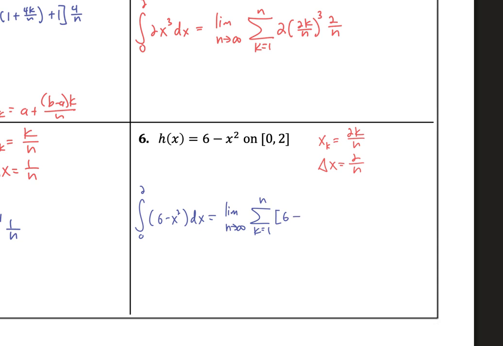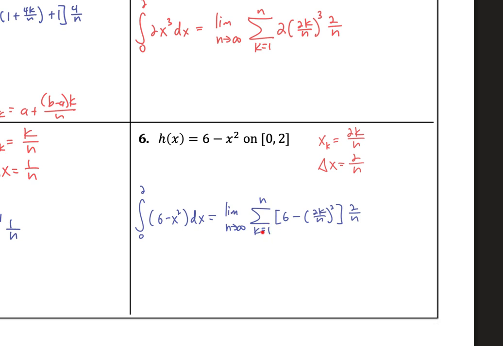So 6 minus, instead of x, we'll write 2k over n squared, and then the b minus a over n goes on the outside. Okay, and just to see what each of these things are, here you're plugging an x value into the function, and so this will be the height in the kth subinterval. This is the height of the rectangle, and this is the width, and you're doing just height times width, so this gives you the area of the rectangle in the kth subinterval.